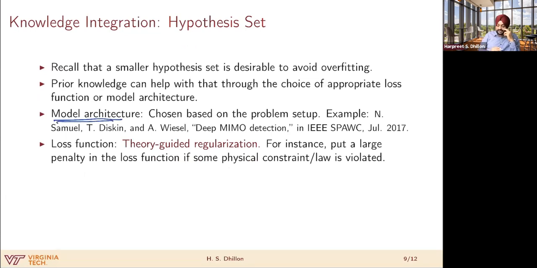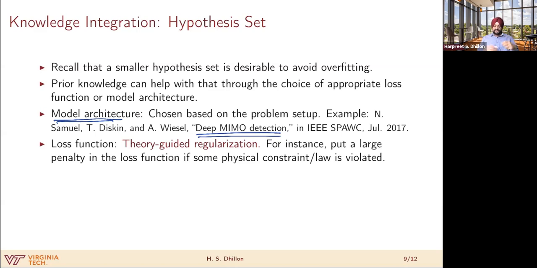What I mean by that is, once you know what you are trying to do, once you have some understanding of the problem setup, you could actually choose, for example, the architecture of your neural network based on that. There are already examples from the wireless communication literature where something like this is done. For example, if you're interested, check this deep MIMO detection paper, where the neural network architecture is actually influenced by the MIMO detection process.